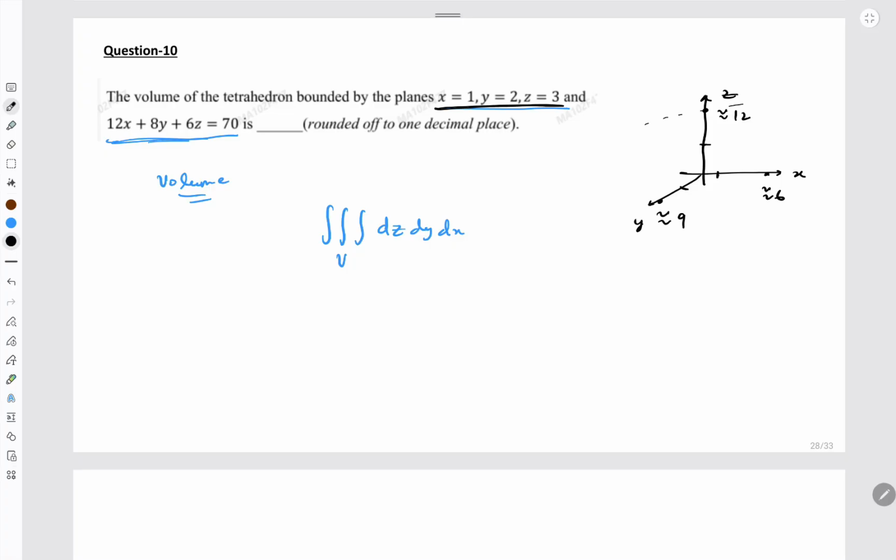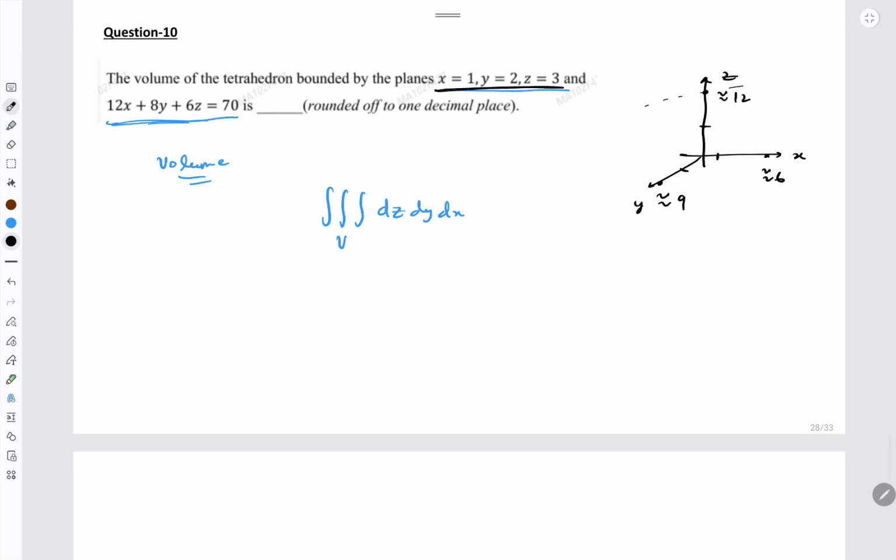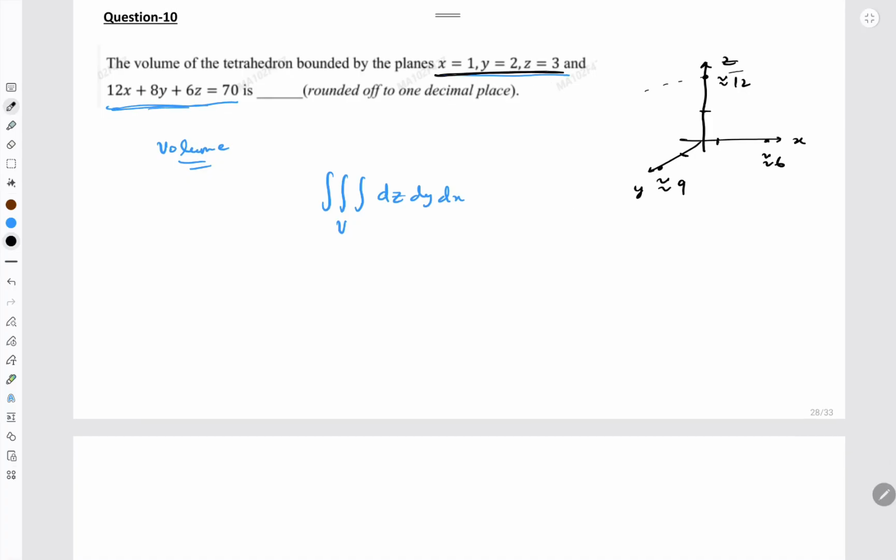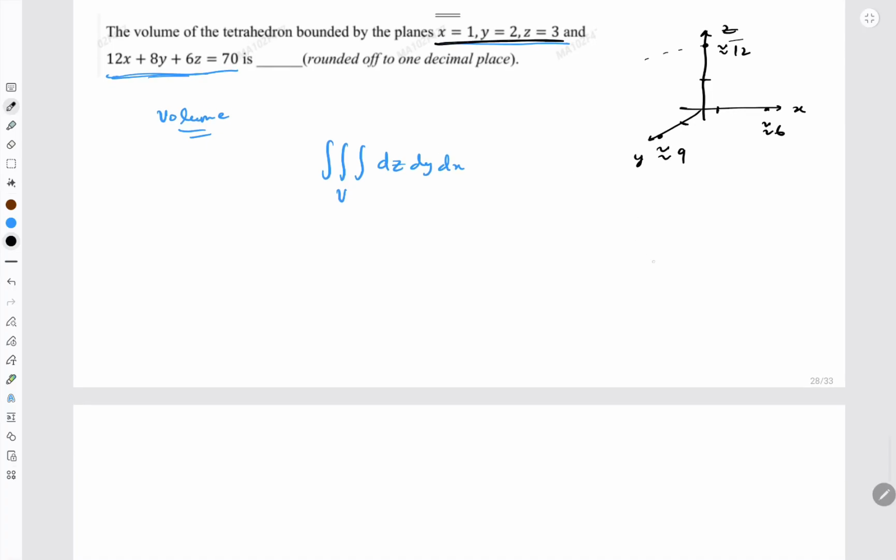So the volume of tetrahedron bounded by these planes and this region. So how to understand this? So let us understand it in the xy plane first of all. So what is happening in the xy plane first of all? So let me just draw the xy plane. So x and y.